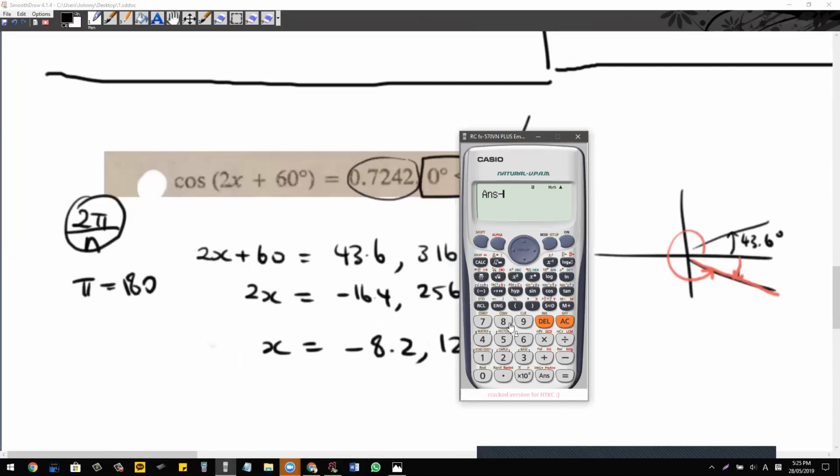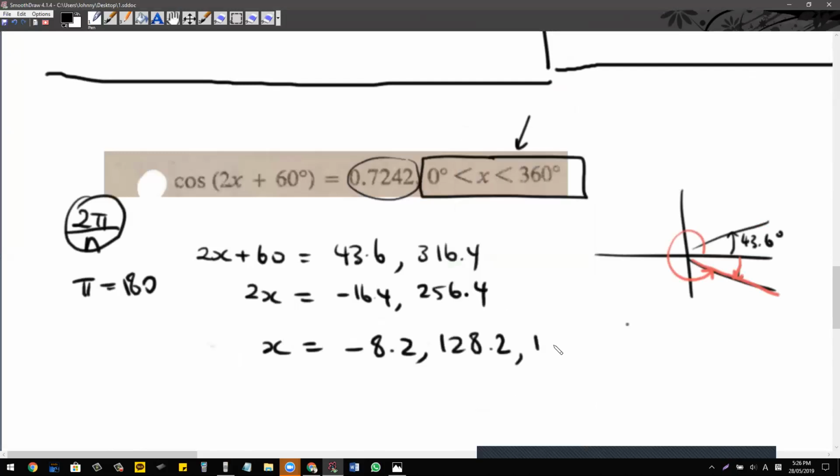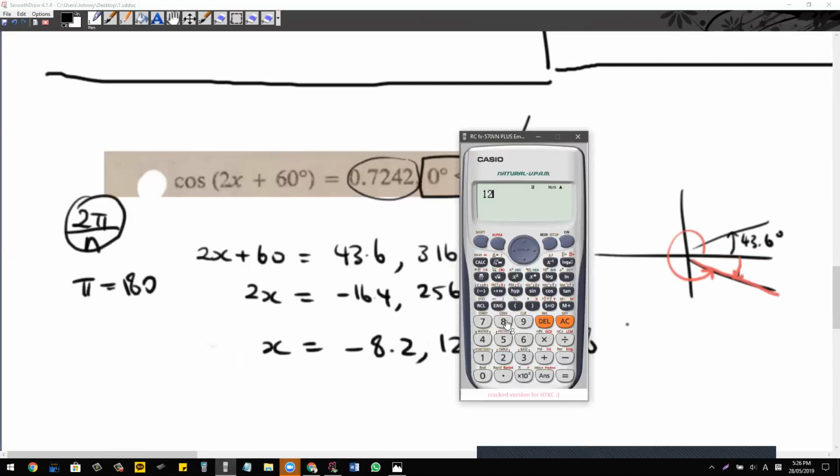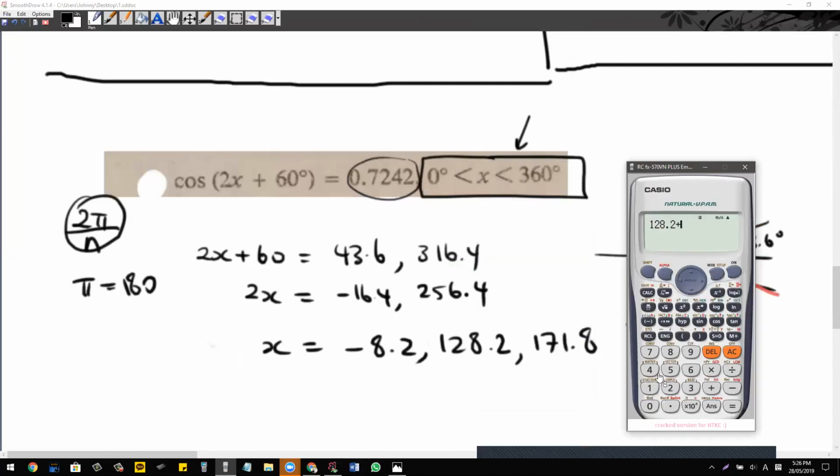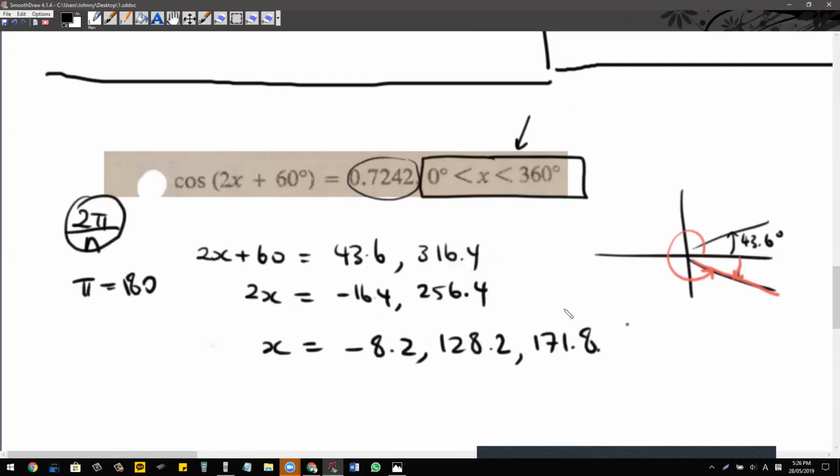That's it then. Okay, so negative 8.2 plus 180. Then you get 171.8. Another one is 128.2 plus 180. Then you get 308.2.